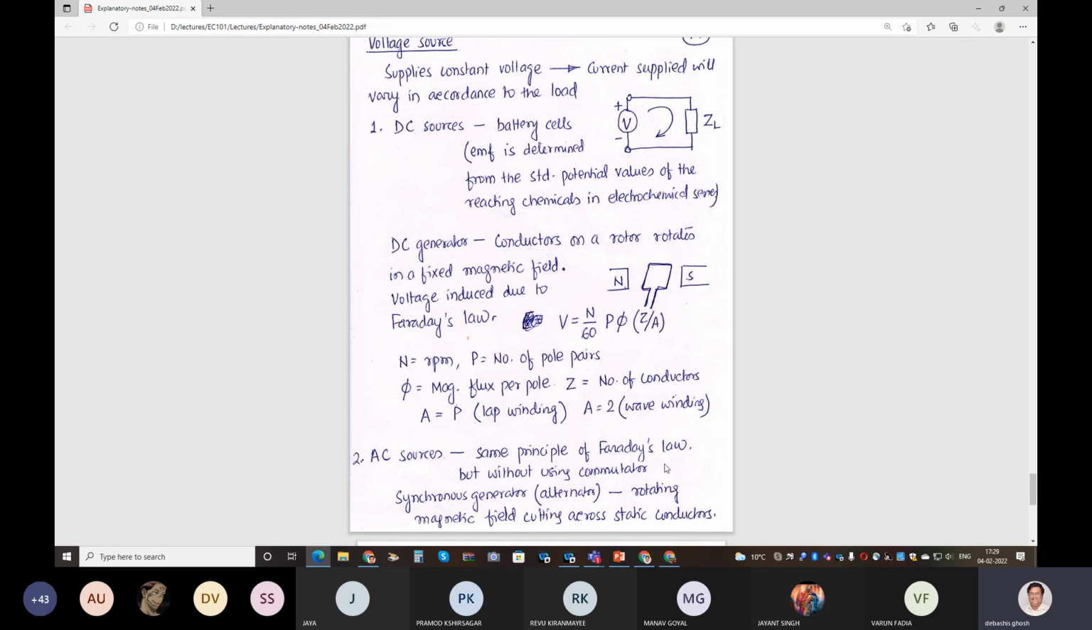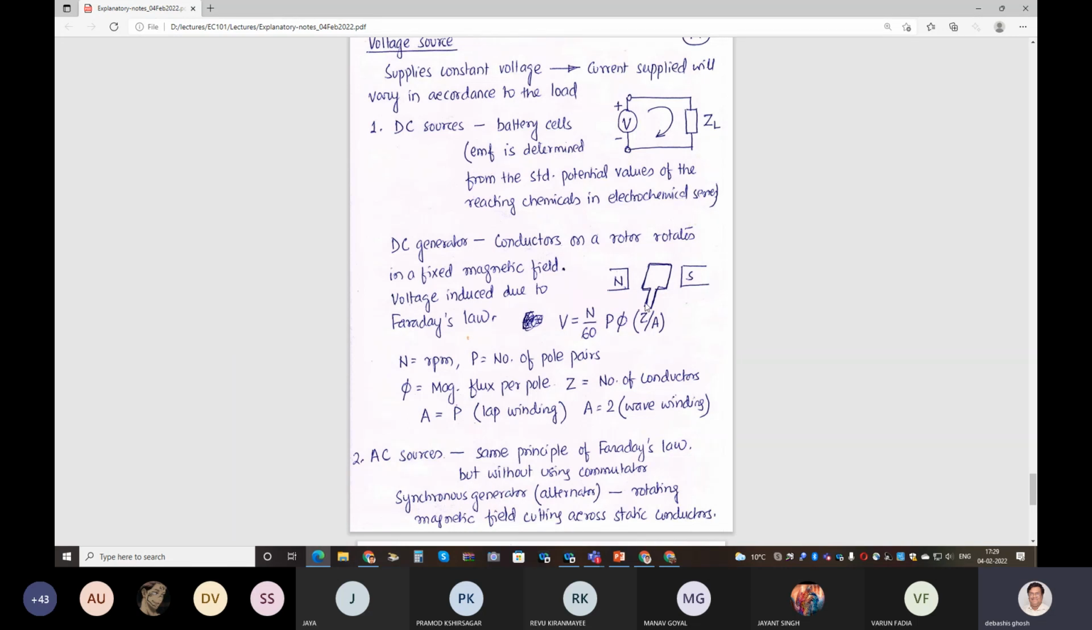If you take out that commutator, then it becomes basically an AC generator. The current will be flowing in one direction in one half of the rotation, and in the opposite direction in the other half of the rotation. So it becomes an AC source. It is the same principle of Faraday's law, but without using the commutator. That commutator is not used, so the current is not deliberately made unidirectional.